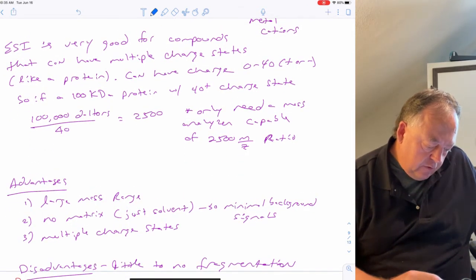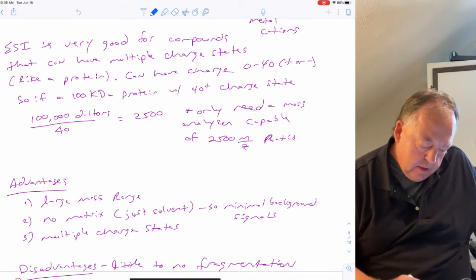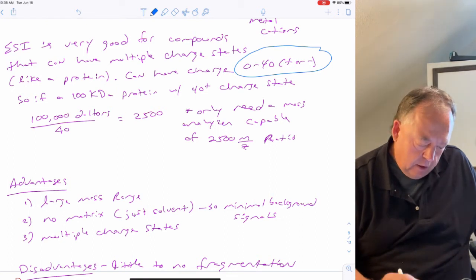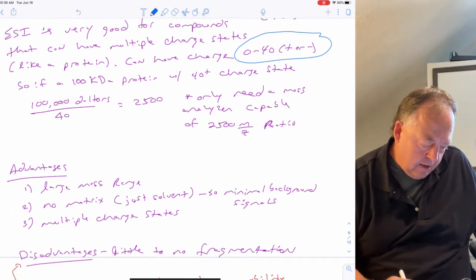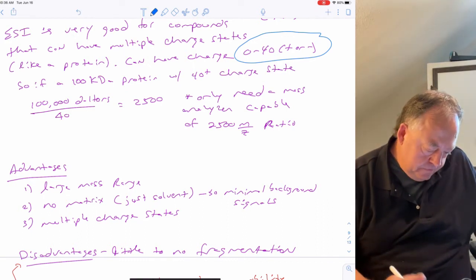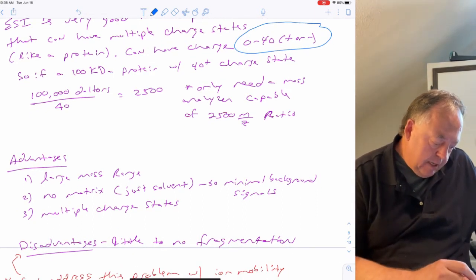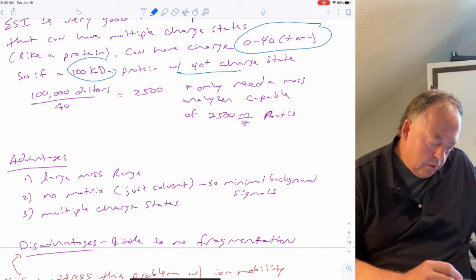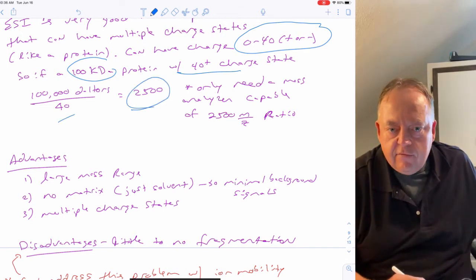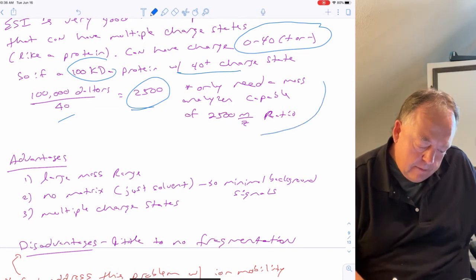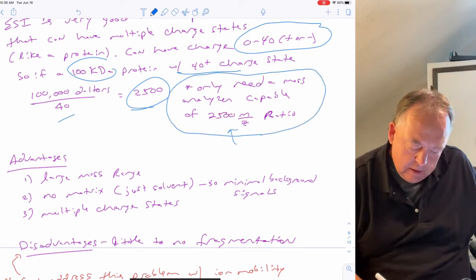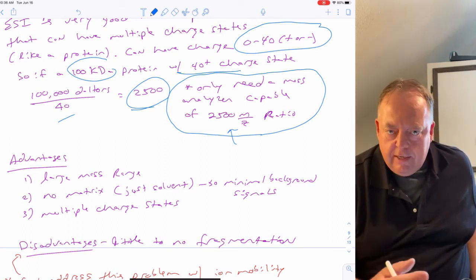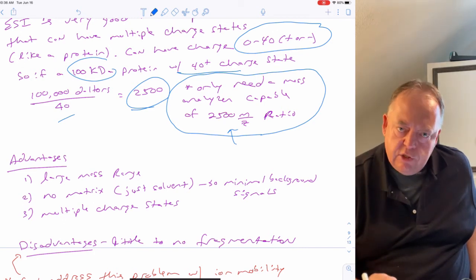Okay, so ESI is very good for compounds that can have multiple charge states like proteins, and you can see anywhere from 0 to 40 charges on the molecule, depending on how many different metals bind to it. So if a protein had a mass of 100 kilodaltons, but it had a 40 plus charge state, well, 100,000 grams per mole divided by 40, you would see a peak at 2,500 in the mass spec. So you only need a mass analyzer capable of 2,500 mass to charge ratio to analyze a molecule like that if it's going to pick up so many charges.